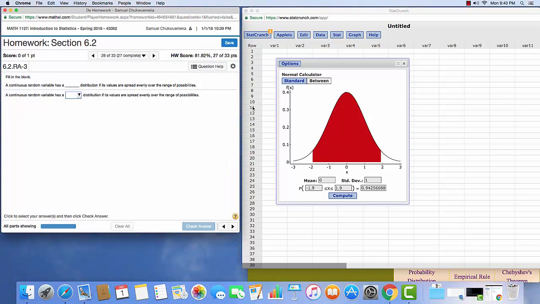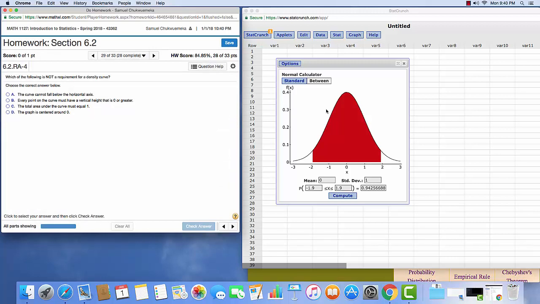Question 28. A continuous random variable has a dash distribution if its values are spread evenly over the range of possibilities. So that is a uniform, okay? With the uniform, you say it's rectangular. The values are spread evenly. So it's uniform.